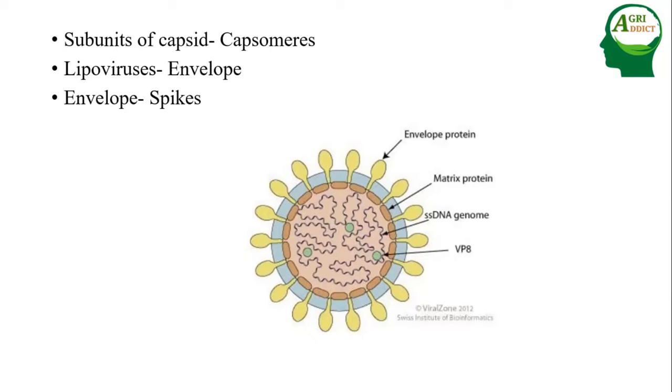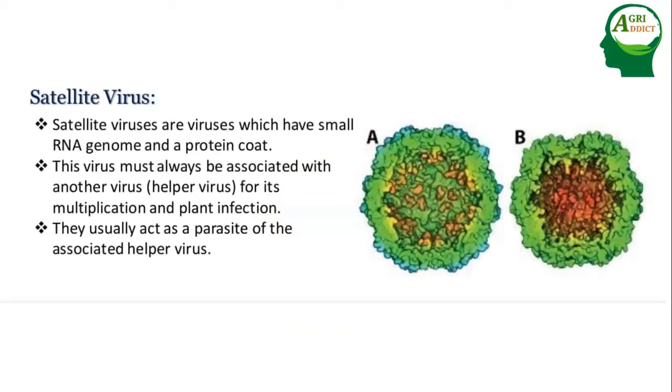Then what is a satellite virus? A satellite virus is a small RNA virus. And this small RNA virus must require a helper virus for its multiplication. Without the helper virus, the satellite virus cannot survive. It must always be in association with the helper virus.